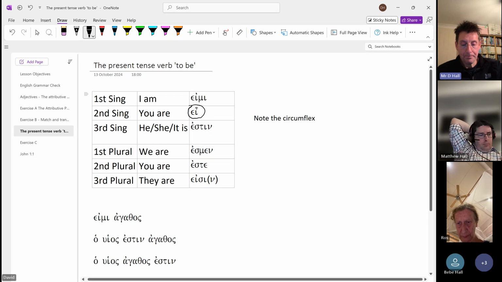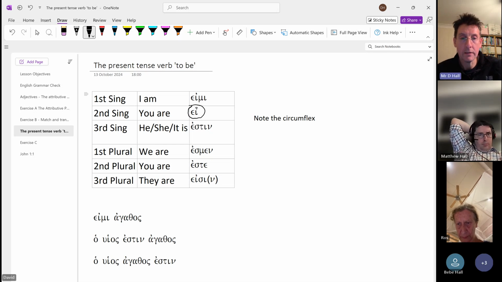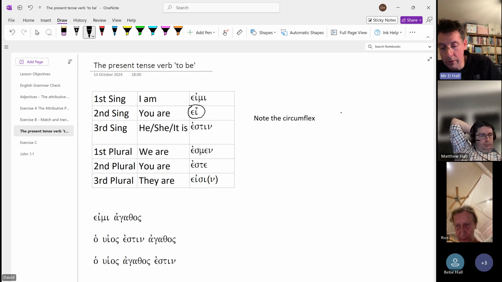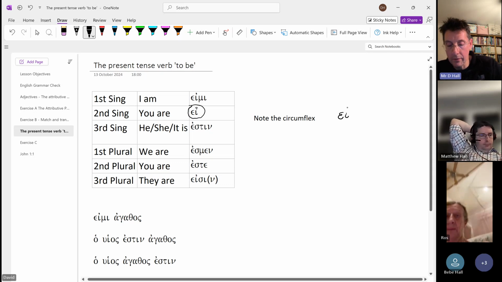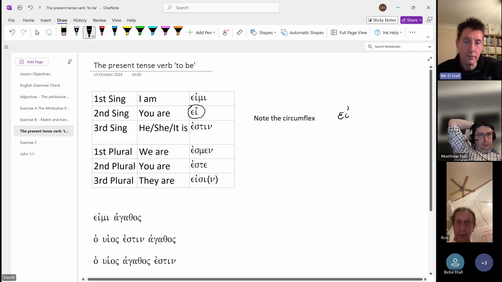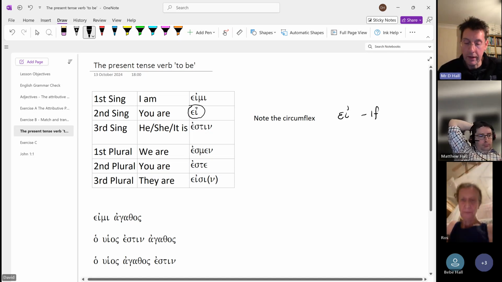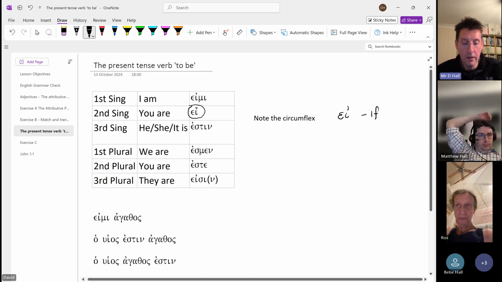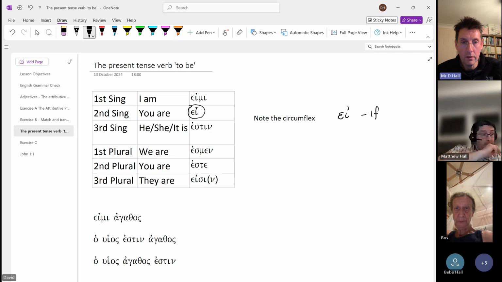Now we need to concentrate here just for the second person singular. You'll notice the circumflex over the top of that. It has the circumflex with the smooth breathing, and that's just because there is another common word which means if, and when we come to it, we'll look at that. But you just need to note that when it's saying you are, it will have a little circumflex over it. Okay, so we just need to bear that in mind.